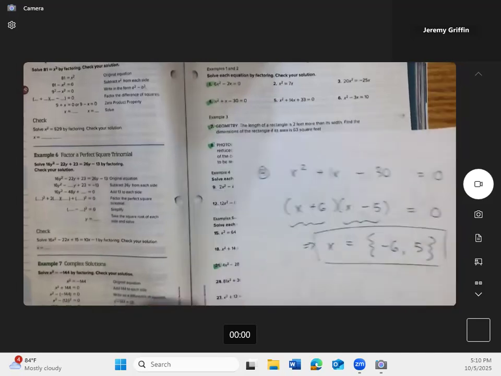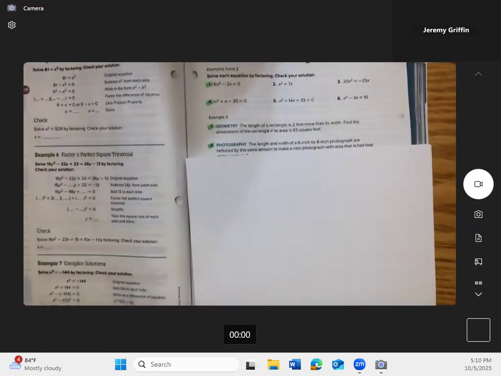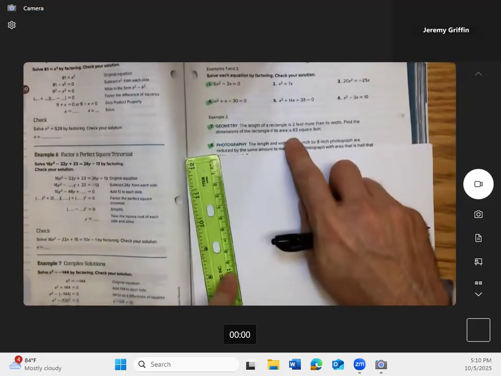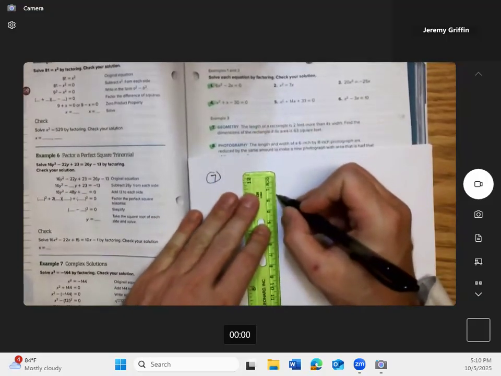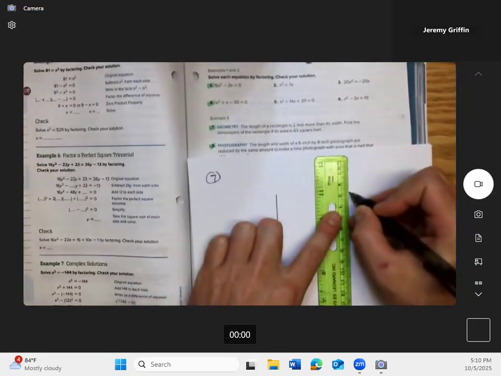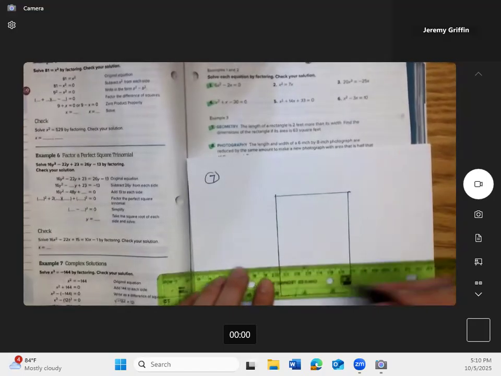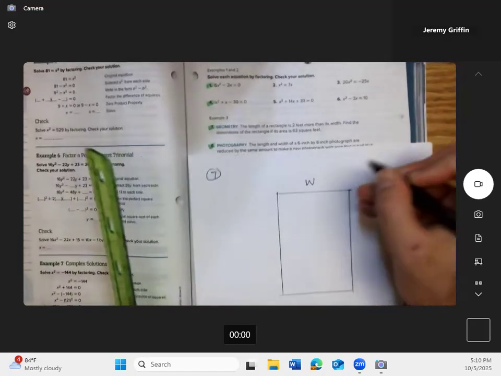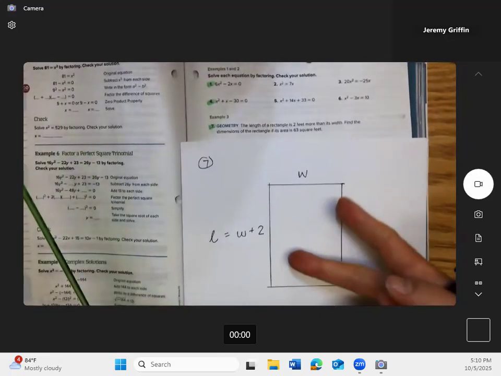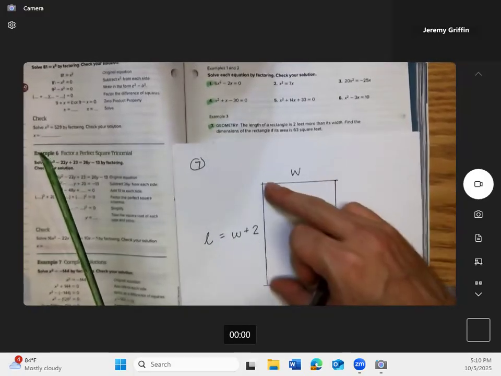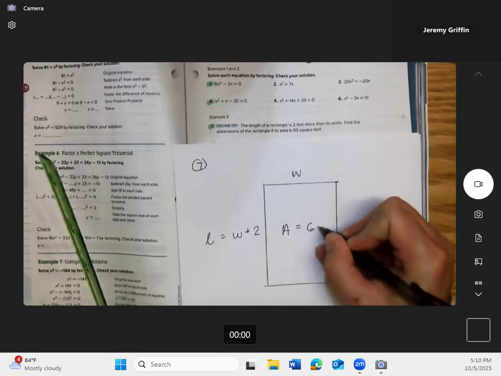All right, number 7. Ooh, geometry. The length of a rectangle, let's draw this one out, is 2 feet more than its width. So if this is width, and this is length, which is equal to width plus 2. Isn't that exactly what they just spelled out with that first sentence? The length is 2 feet more than the width. Find the dimensions if the area equals 63 square feet.